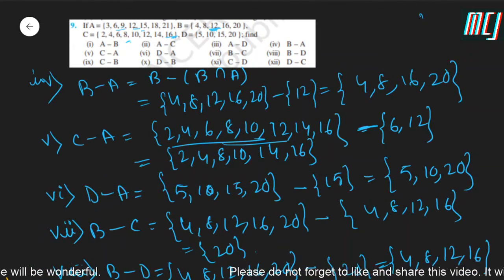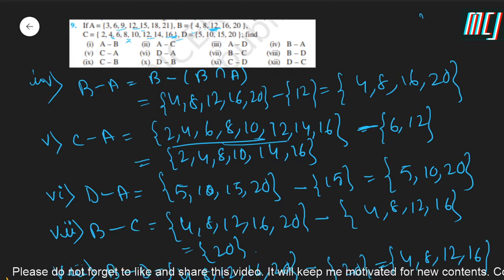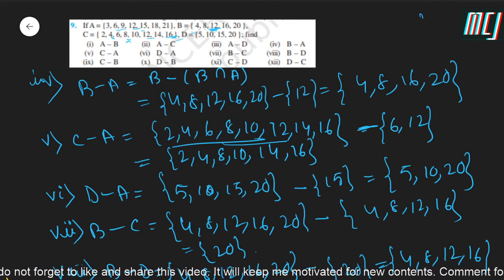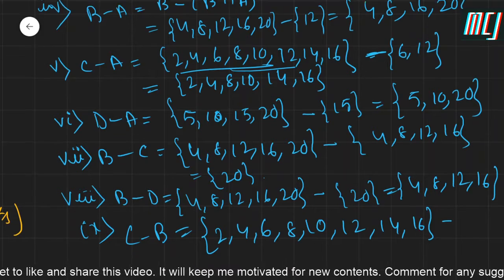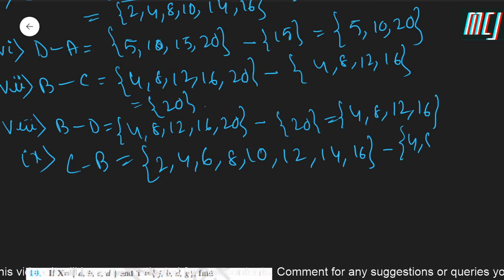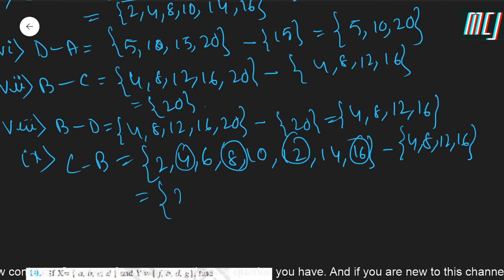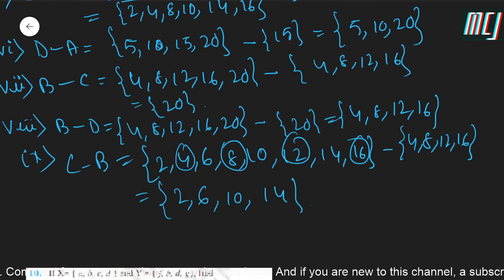See what will be the B intersection C? We just found B intersection C, that is 4, 8, 12, 16. So we'll write here 4, 8, 12, 16. Clear? So we'll delete 4, 8, 12, 16 from this set. It will be 2, 6, 10 and 14. Okay. Now the 10th question.